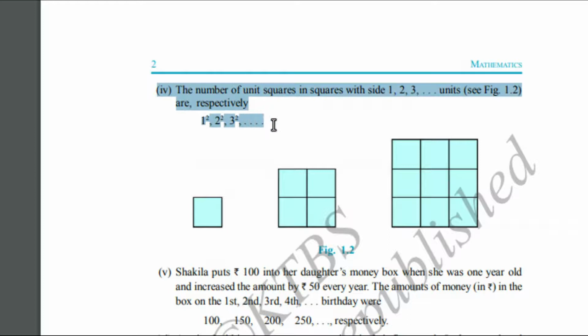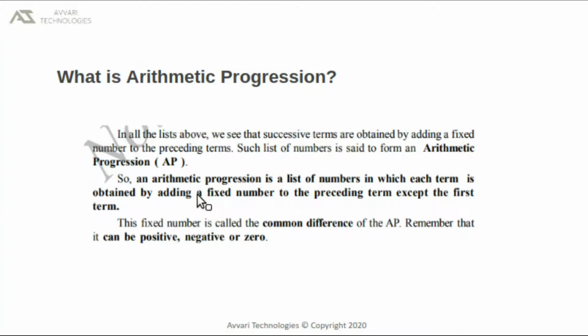This is an example for the geometric progression. Geometric progression will be studied in further classes. From the above examples, we can make the definition for arithmetic progression.